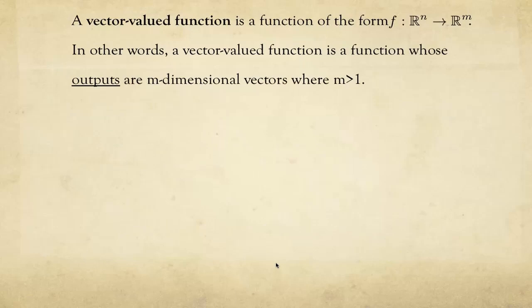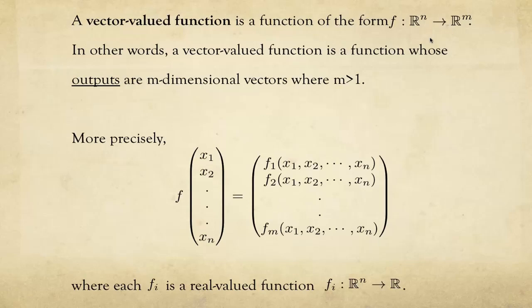A vector value function is a function where the output are vectors, where the dimension is bigger than 1. So again, it doesn't matter what the input is, as long as the output are vectors whose dimension is bigger than 1, then that is a vector value function. So for example, here's the formal form of this. The input is a vector in Rn, but again the output is what matters. This output is a vector of dimension m.